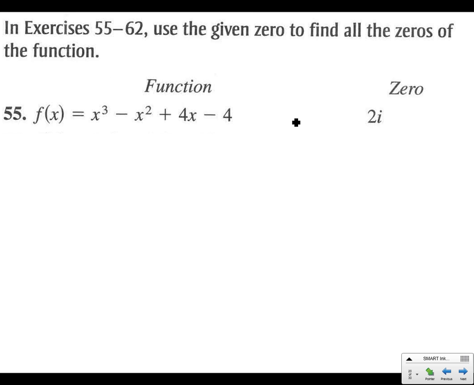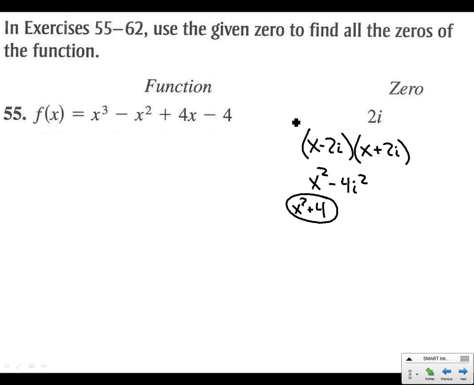Alright, see if you can knock this out of the park for problem 55. Alright, we know that we've got x minus 2i and x plus 2i. So if we FOIL this out, x squared minus 4i squared, otherwise known as x squared plus 4. We know that goes in, so we use long division. X squared plus 4 into the entire polynomial.